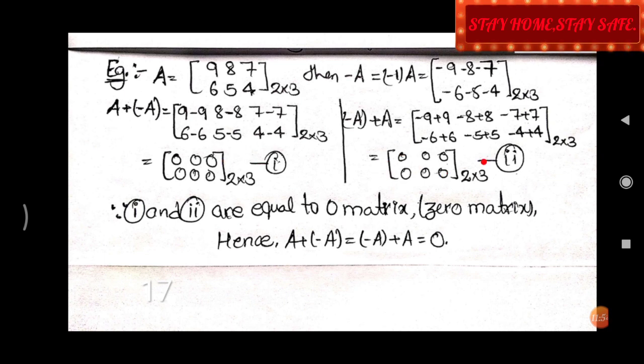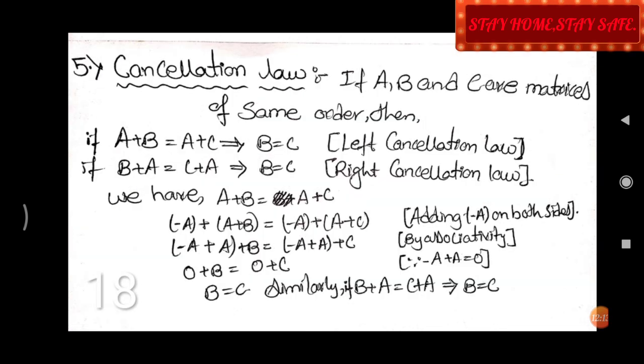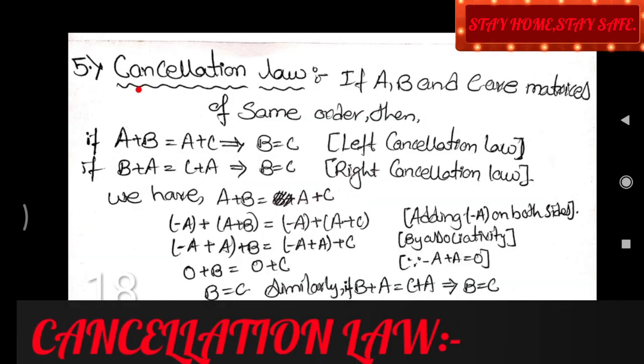Since equation 1 and 2 are equal to the 0 matrix, and a 0 matrix, as I have told you in my first video itself, is a matrix in which all the elements are 0, we can say A plus minus A is equal to minus A plus A, that is 0. Okay, then next in the line we have the cancellation law.